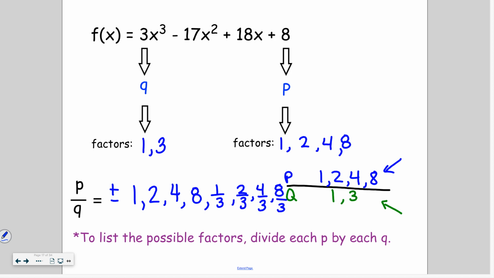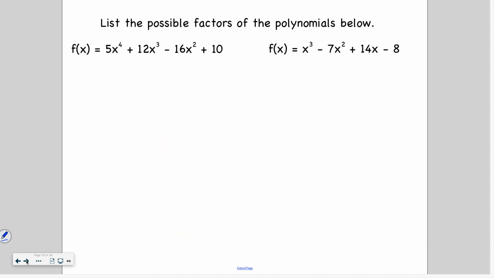Now, if I wanted to do synthetic division to find out what my roots are, or my factors, that is my possible options. I have a positive 1, 2, 4, 8, 1/3, 2/3, 4/3, 8/3, and I have a negative of all of those as well. Okay? So let's try this again. All right. So our leading coefficient is our Q, and then our constant is our P.